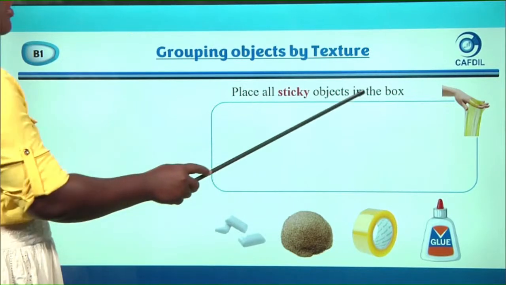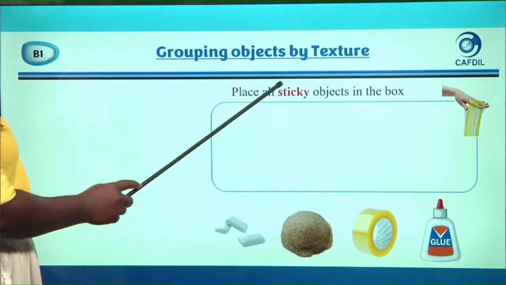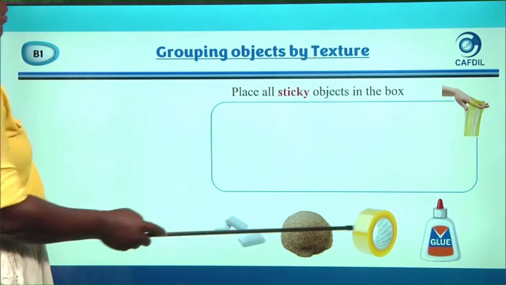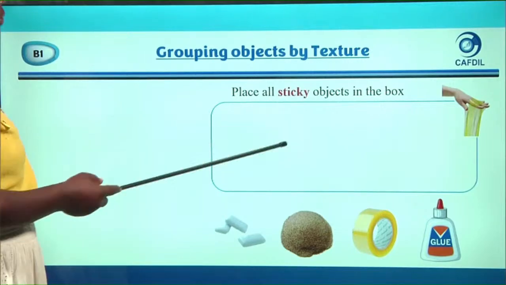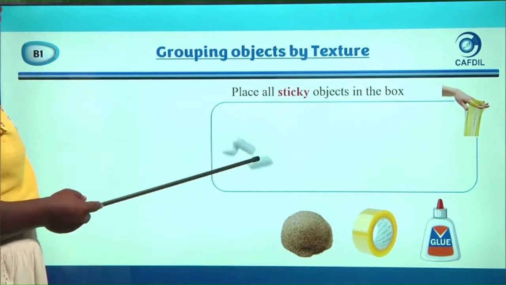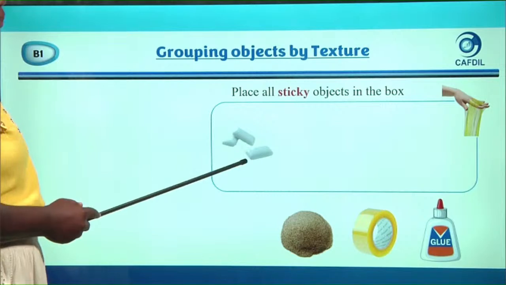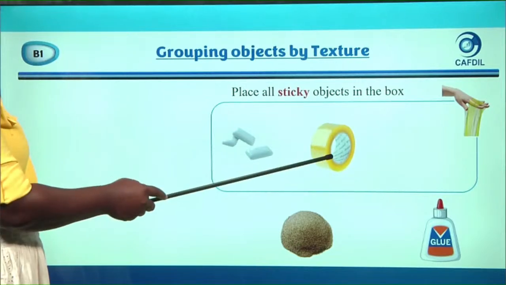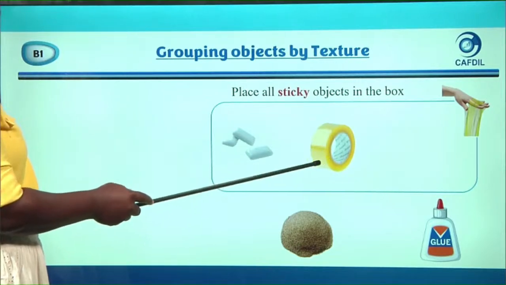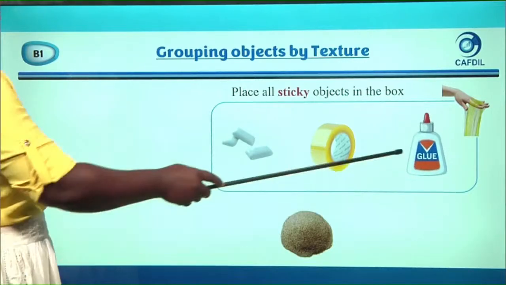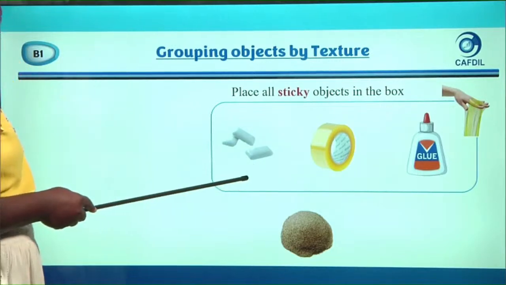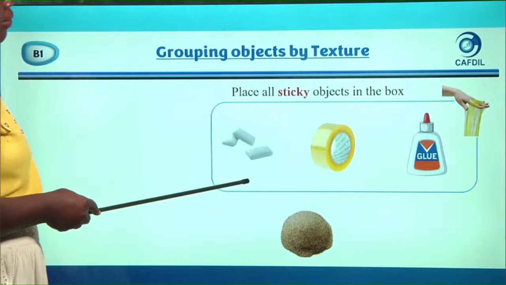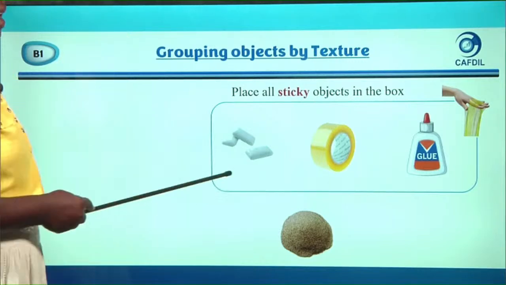Place all sticky objects in the box. Sticky. Say with me, sticky. Okay, we have our chewing gum. Our cello tape here. And our glue. So all these three objects are sticky.